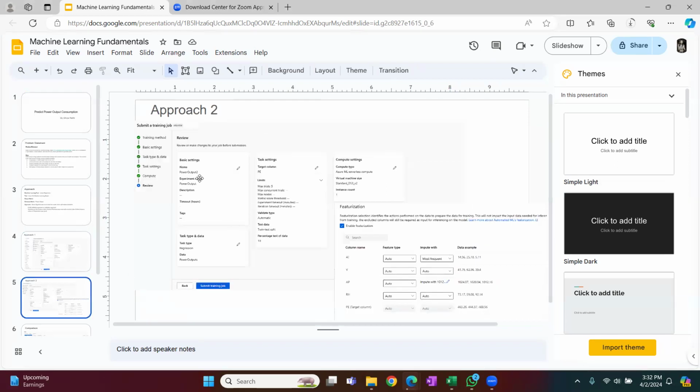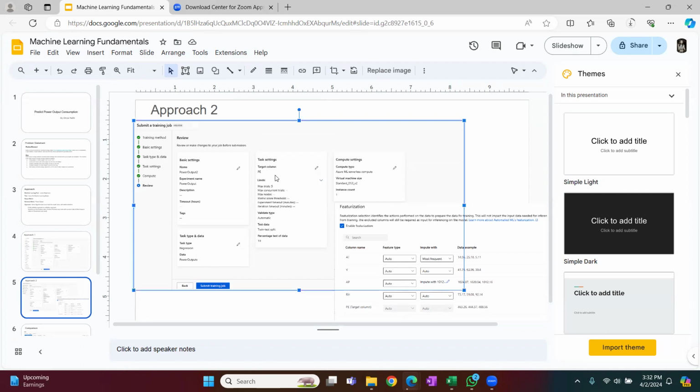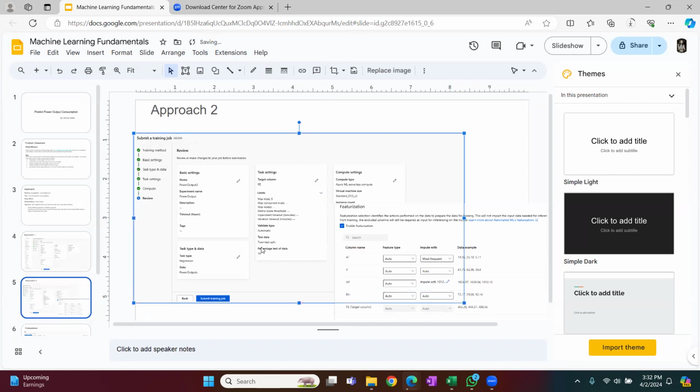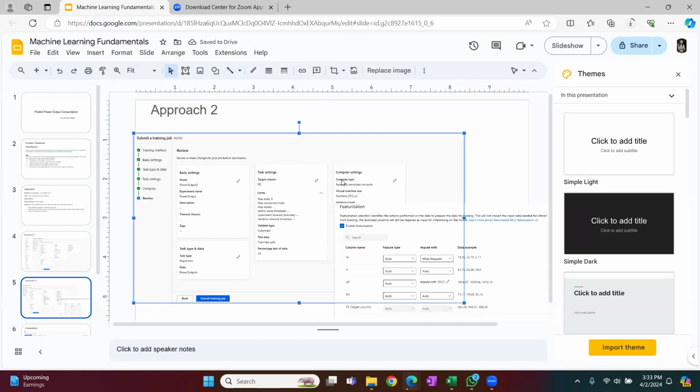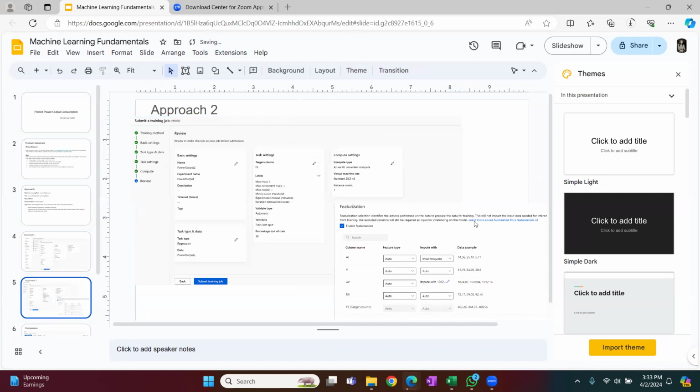In approach 2, again the task type was regression. The target column is P, the validation type was automatic, and again 10% of the training data was used as test data. However, over here you see the data on pressure was used as a fixed value of 1012.16, and the temperature was set to use the most frequent values.